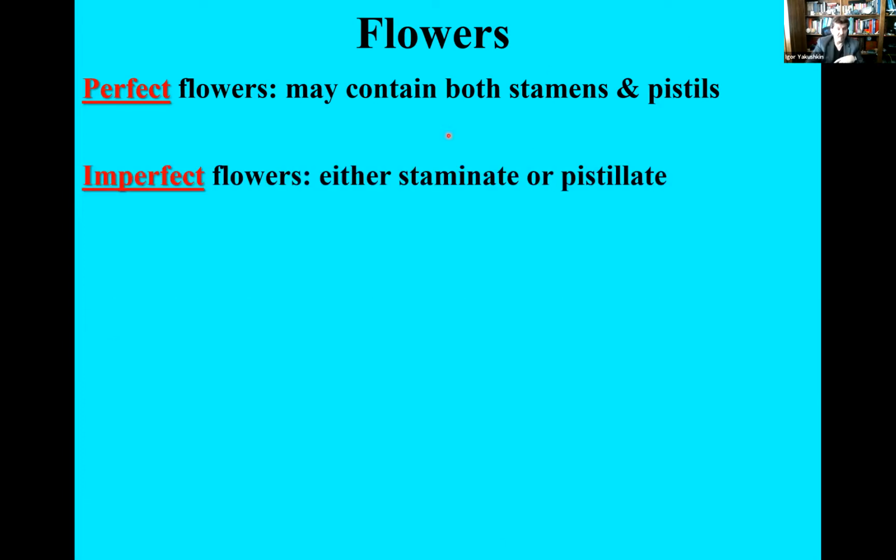Imperfect would be either a male flower or female flower, producing only pollen or only having the eggs produced. And that happens to some of the plants. For example, you most likely heard about corn, most likely ate corn, right? We here in the South, corn is definitely a part of our diet.